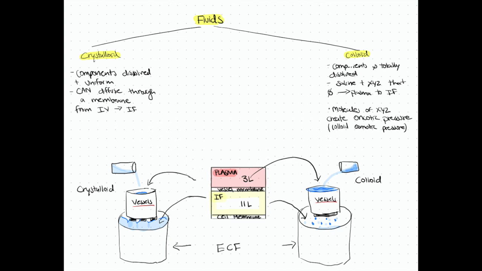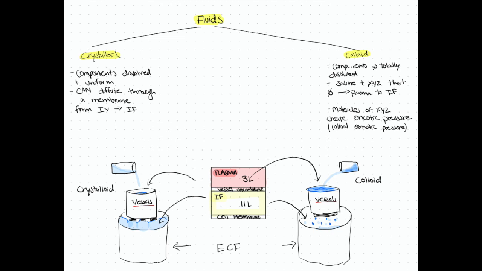If you take saline and you add some protein that's not dissolvable, that's going to be a colloid. That's going to be a suspension. And these molecules that are not totally dissolved in the suspension create something called oncotic pressure, or colloid osmotic pressure. And this pressure influences the movement of fluid. So let's talk about what would happen if you infuse a liter of crystalloid versus a liter of colloid.